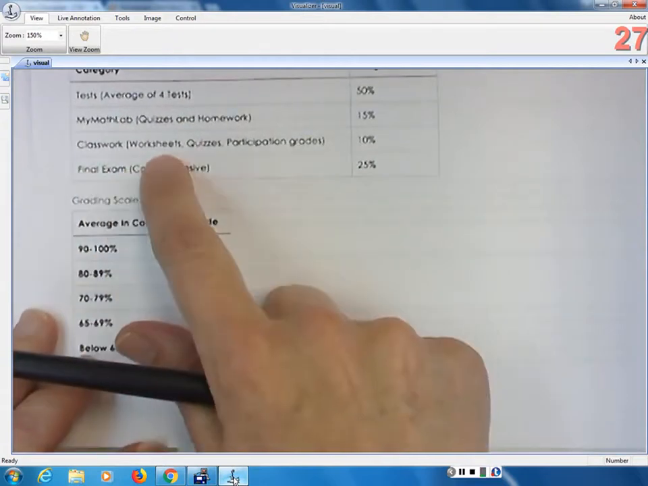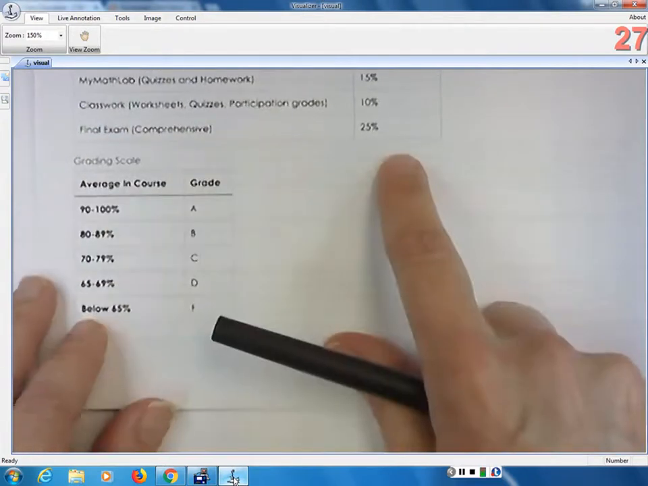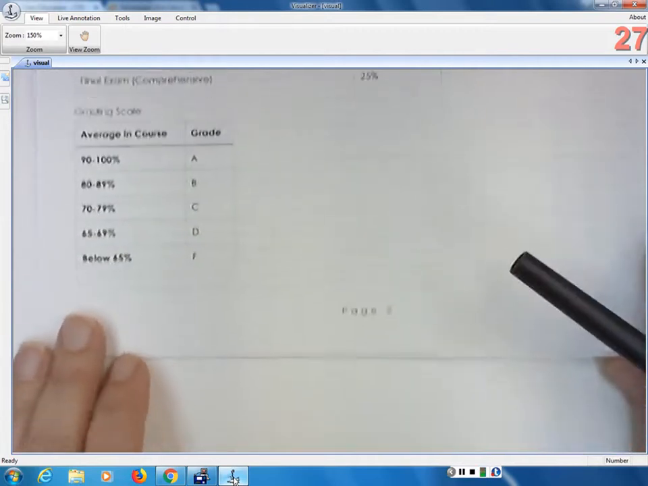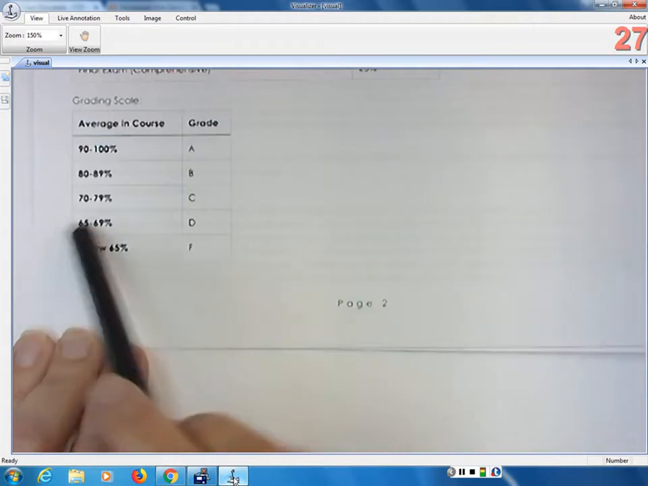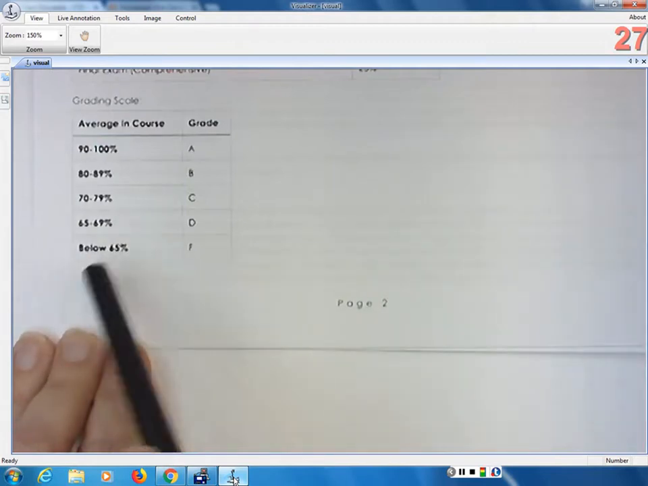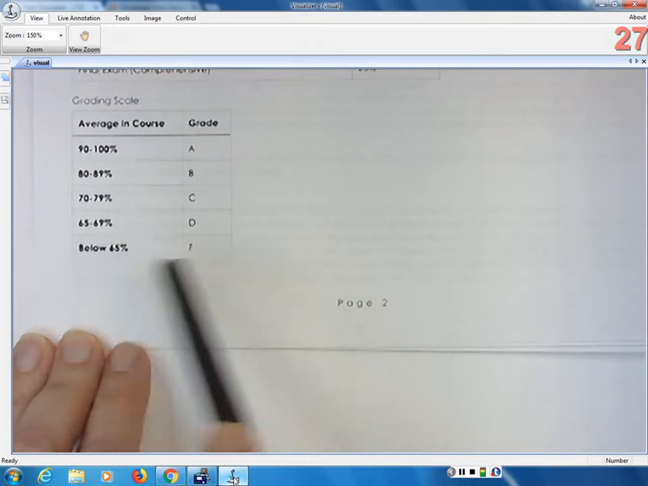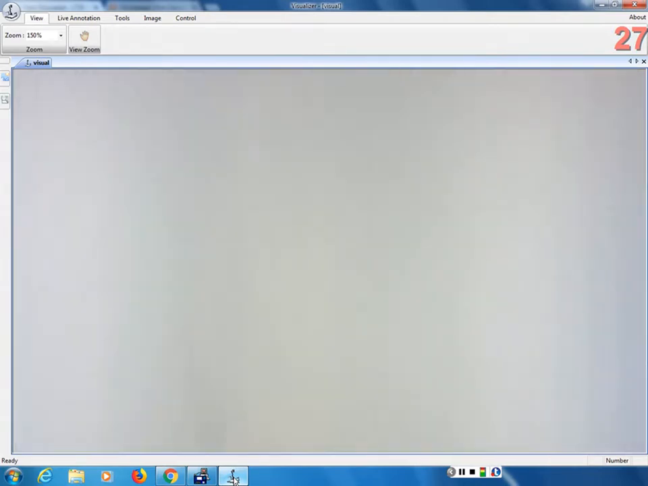Classwork is all kinds of stuff. Final exam is comprehensive, 25% of your grade. Classwork is 10%. And here's the grading scale. Basically a 10-point scale, except below 65%. From 65 to 69 is a D, and below 65 is an F. So that's our math grading scale.